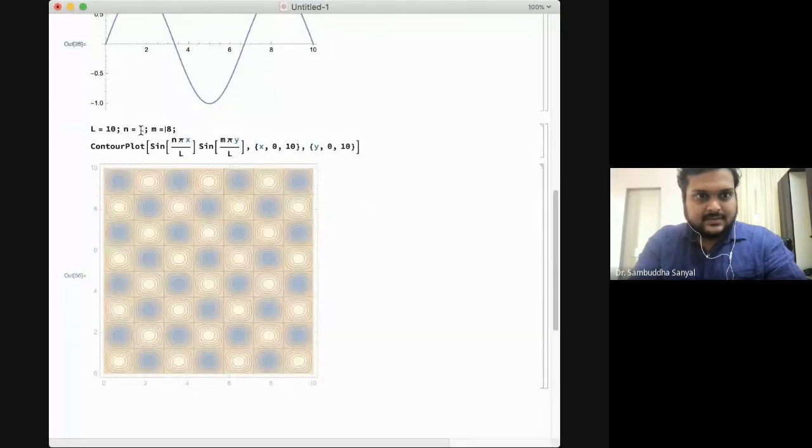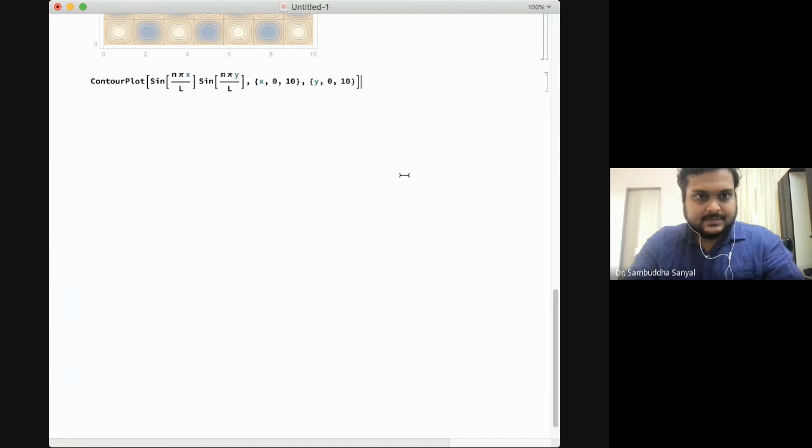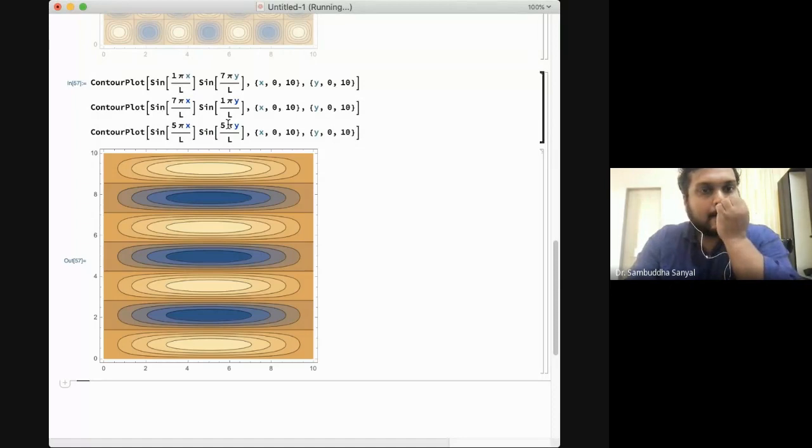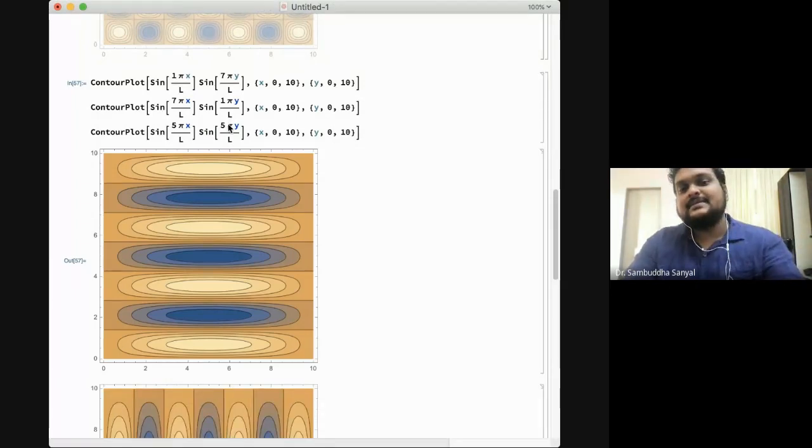Let me plot this also. Let me plot three of them side by side: 1 7, 7 1 and 5 5. So you can see, as I have drawn by hand.